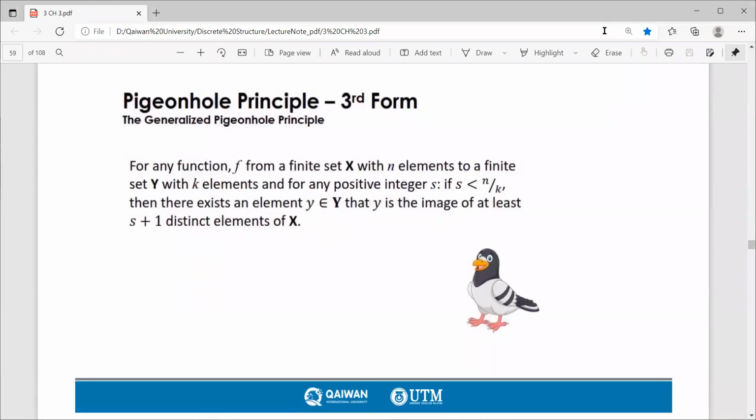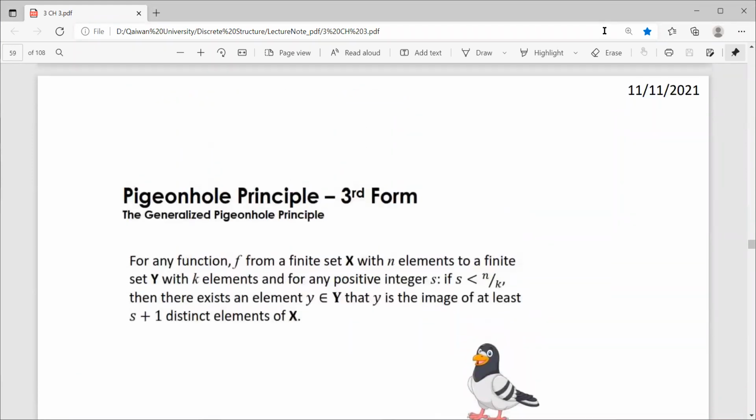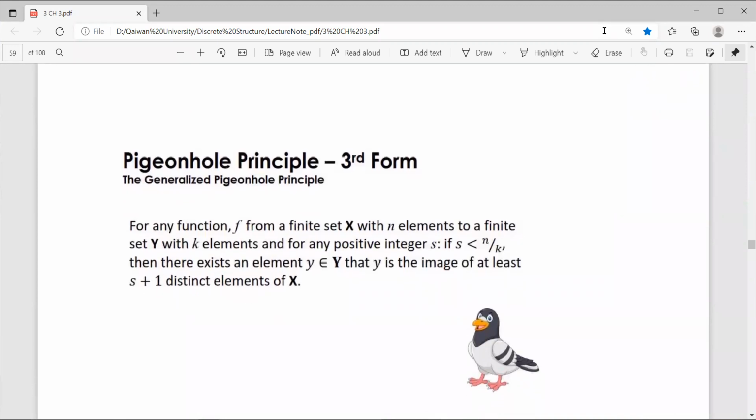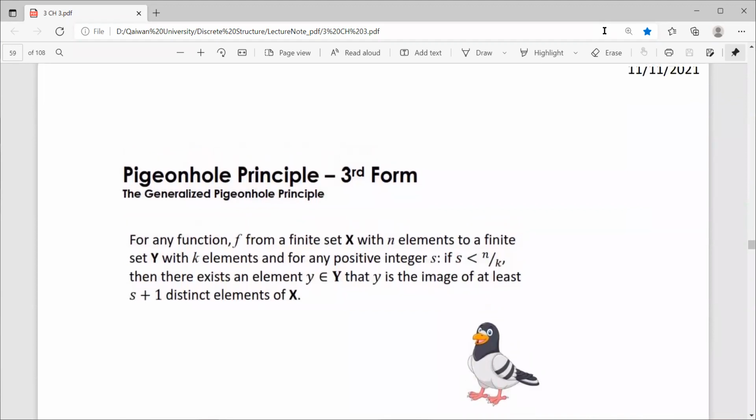We now have the third form of pigeonhole principle. In the previous lecture, we talked about the first and second forms of the pigeonhole principle. In the first form, we said we just need to find that at least one of the pigeonholes contains at least two pigeons. That's the first form.